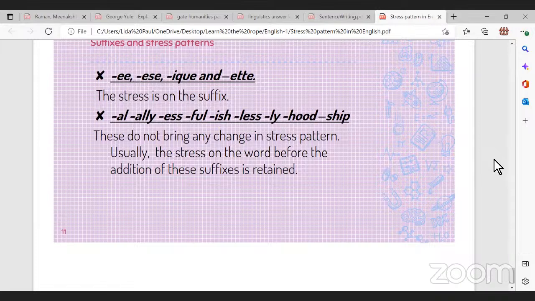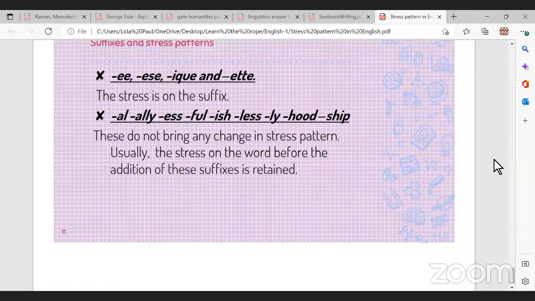Likelihood is one word. But again, what happens? It has both -li and -hood, which are both neutral, so they're definitely not going to affect the stress. And anyway, like is a monosyllabic word, so definitely the stress is on the first syllable.